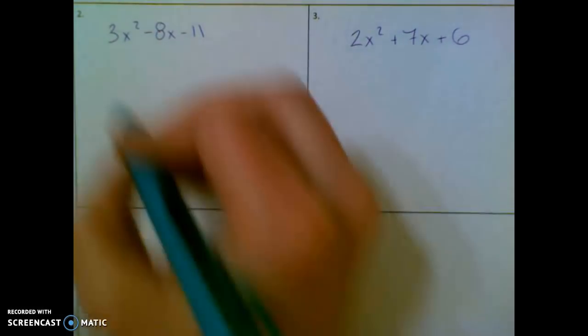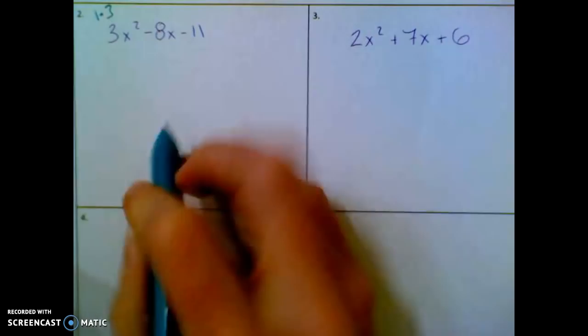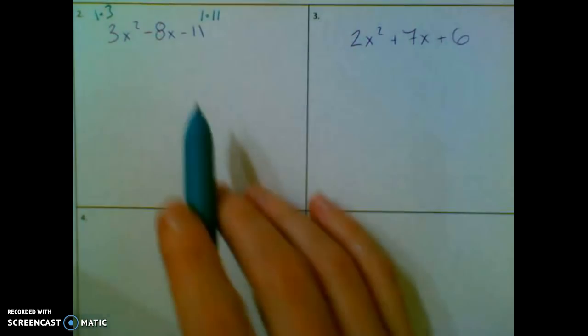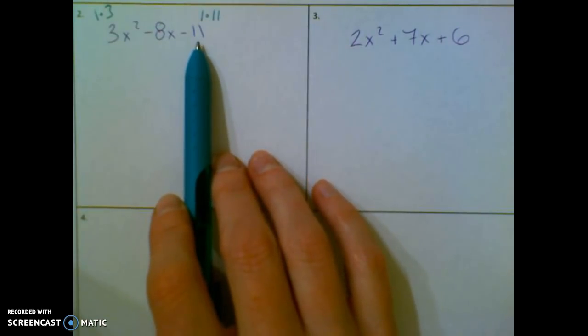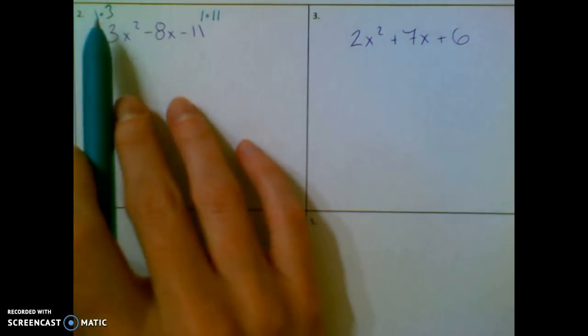Okay, I'm going to go ahead and list my factors for my A value and my C value. My A value is 1 times 3, and my C value is 1 times 11. It's super nice when that C value is also prime because there's only really 2 combinations excluding signs. So I'm going to just pick an order, doesn't matter.